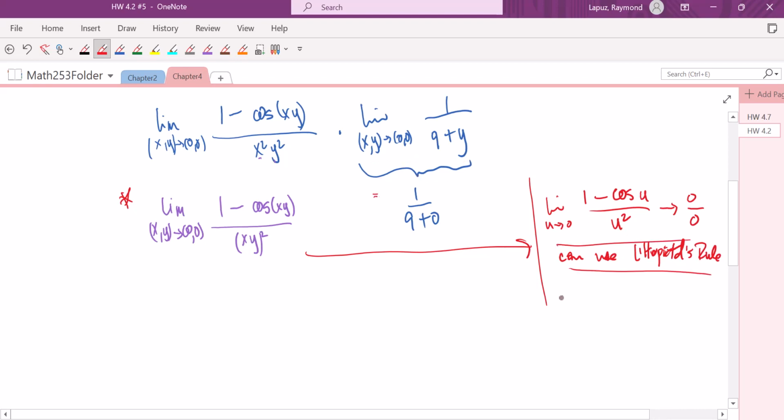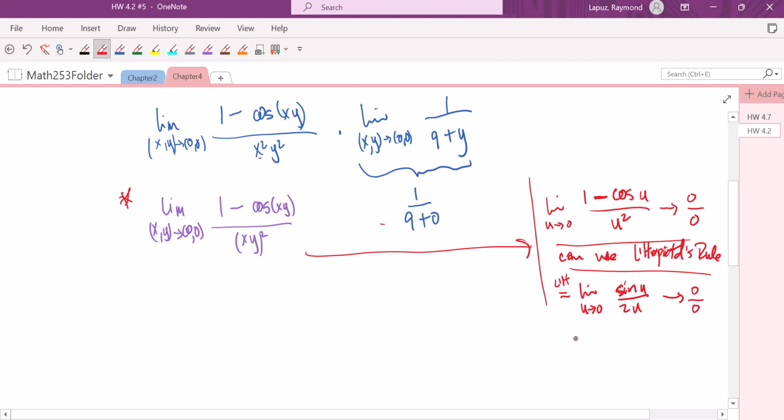According to L'Hopital's rule, this is a conditional equality because the limit eventually has to exist. Limit as u approaches 0, and we'll take the derivative of the numerator. The derivative of cosine is negative sine, but there's a negative here, so that would be a positive sine. And then the denominator is 2u. Now this is still going to be 0 over 0 because the sine of 0 is 0.